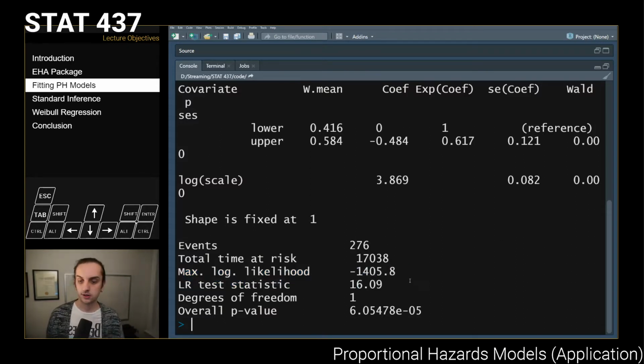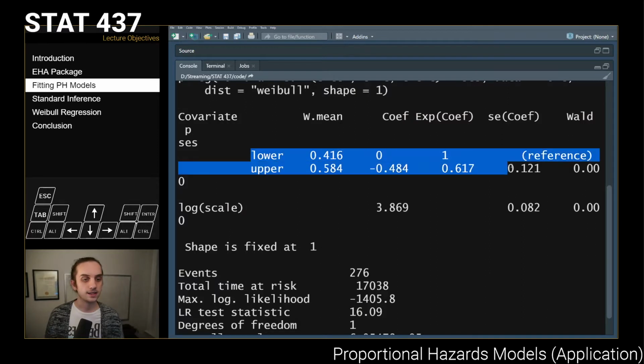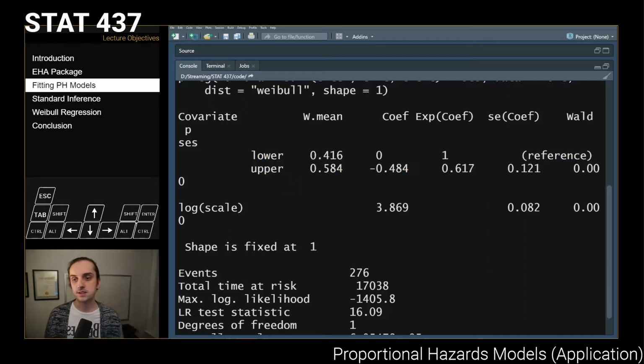There's the likelihood and then the likelihood ratio statistic, etc. The point that we really care about is up here on this covariate table, right? Essentially, for every factor or variable that you include in the model, you're going to get a listing here. The reason this looks a little strange is because the function takes factor variables to be a little bit different.